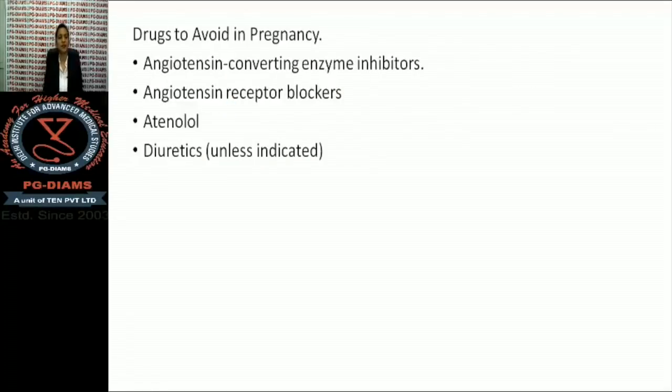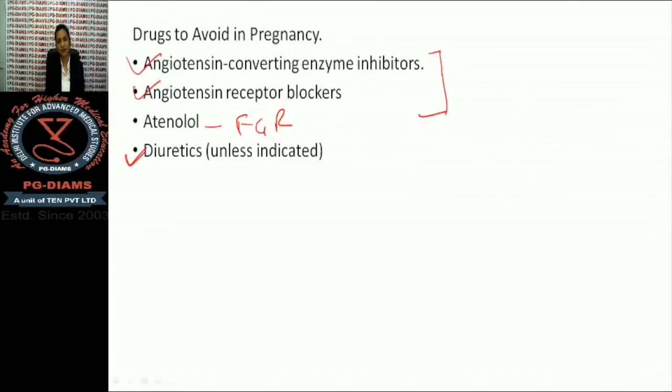Drugs to avoid in pregnancy, in general you have to remember these 4 drugs. The most important are angiotensin converting enzyme inhibitors and ARBs, ACE and ARB. Now these decrease renal output, cause oligohydramnios and multiple organ defects in the babies. Atenolol causes fetal growth restriction.